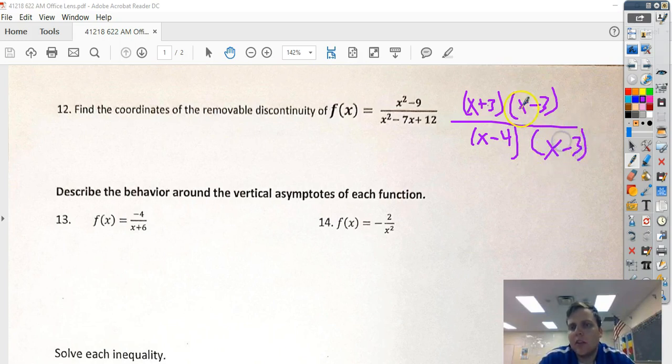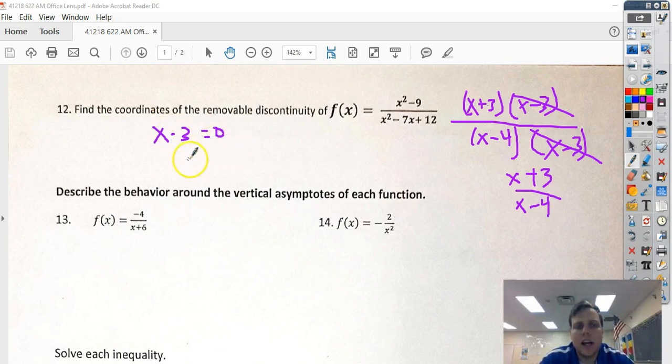Okay? And so you see I have an x minus 3 over an x minus 3. So those two cancel. So my new equation is just x plus 3 over x minus 4. So I take my x minus 3, because that's what I canceled out. I set that equals 0. I add 3. So now x equals 3. I take this 3, so that's the x value of the removable discontinuity.